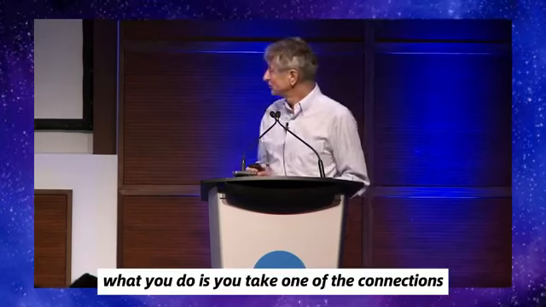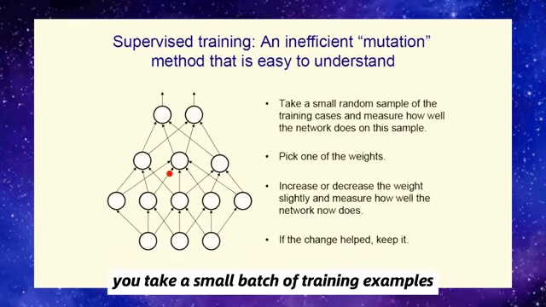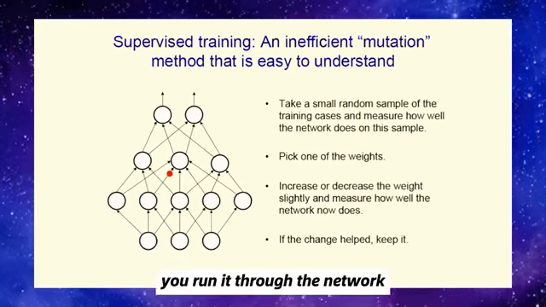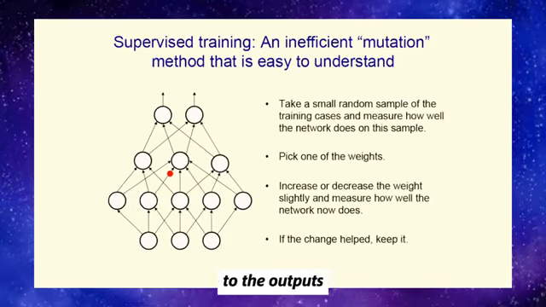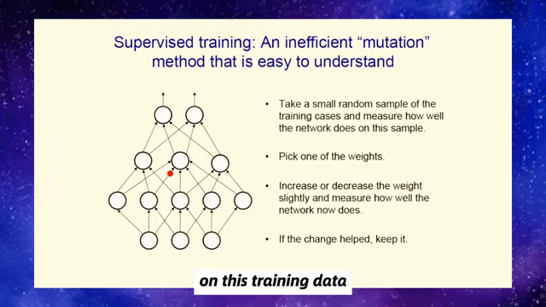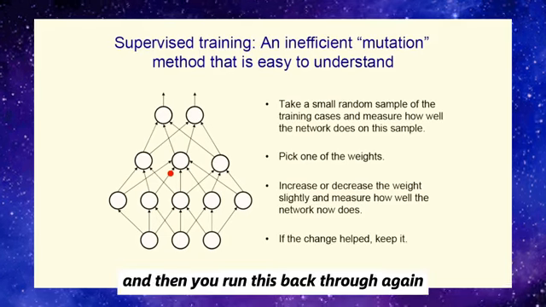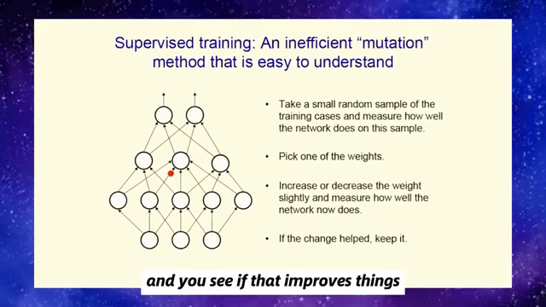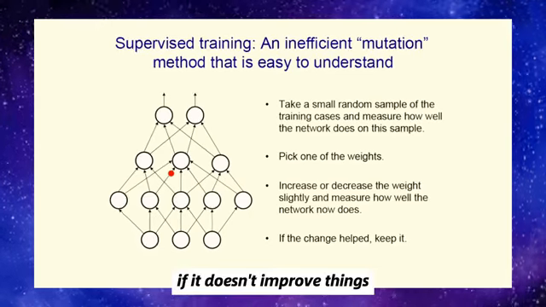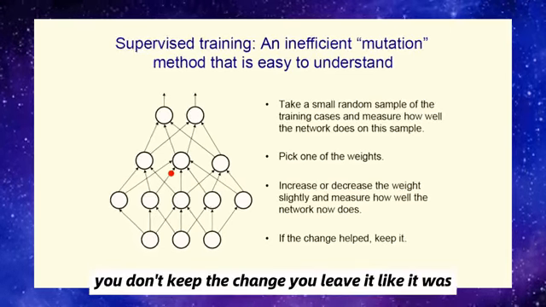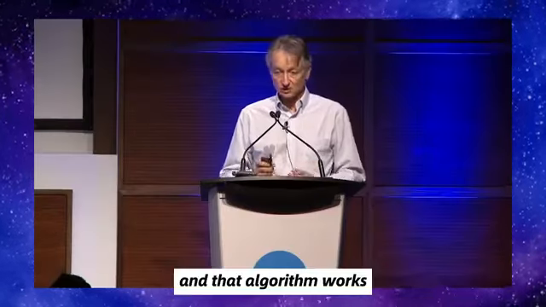What you do is you take one of the connections, you take a small batch of training examples, a typical batch, you run it through the network, and you see how well the network does. So how similar are the outputs of the network to the outputs that you think are the correct answers on this training data? And then you change that one weight, and then you run this batch through again. And you see if that improves things. If it improves things, you keep the change. If it doesn't improve things, you don't keep the change. You leave it like it was. That's it. And that algorithm works.